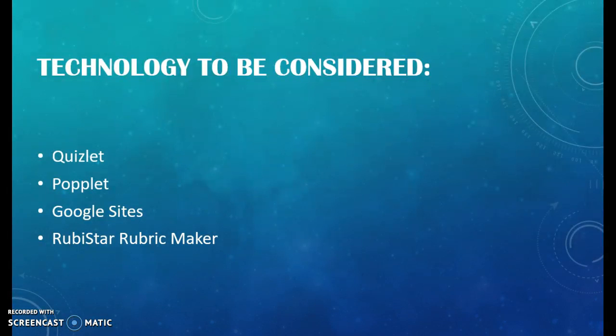Some technology approaches that we're going to consider are Quizlet, which is a studying software that typically is thought of to use flashcards, but it has a lot more resources than you might think. Popplet, which allows us to create concept maps and timelines in a fun and interactive way, and they are very attractive displays too. Google Sites, which is a resource for the teacher, as well as Rubistar Rubric Maker, which will also help the teachers as they make this lesson their own.